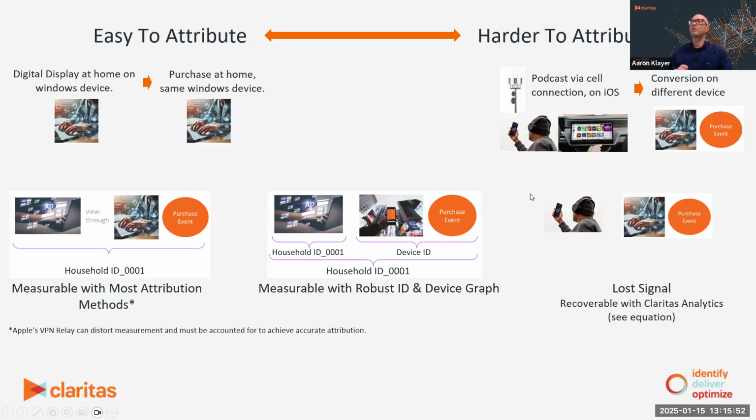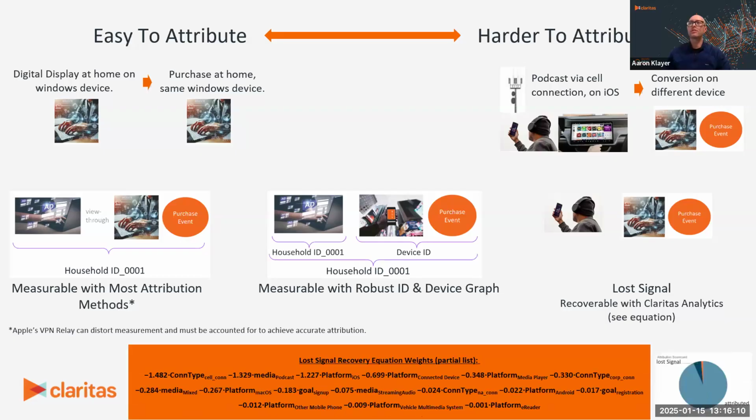And then here you can see a harder-to-attribute journey: a podcast heard via cell connection on iOS and converting on a different device. We can recover that signal by everything that we've observed over past analysis of hundreds of campaigns and looking forward. If you're interested in some of the equations involved in that, you can see that here. And again, we will have the recording available for you to review this, but this accounts for that lost signal recovery that we can add to the full picture of what's working and what's not.